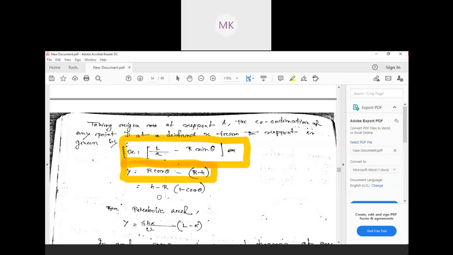Here, if you take R common and simplify it, we'll count this as your final equation.